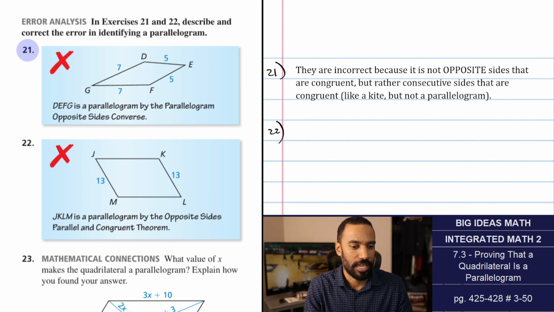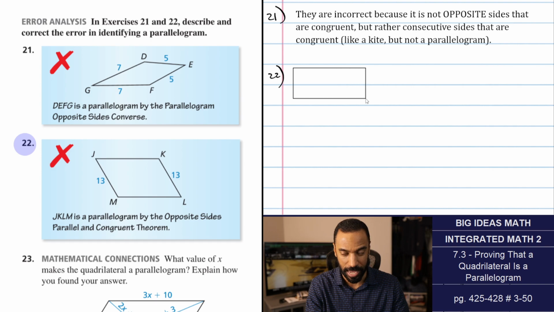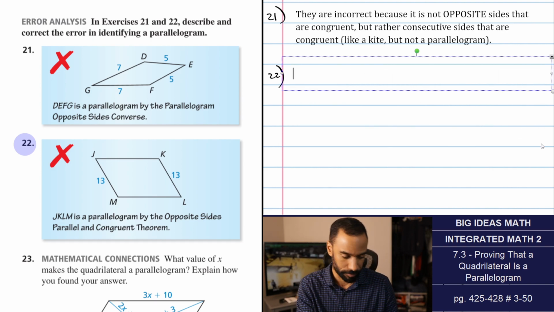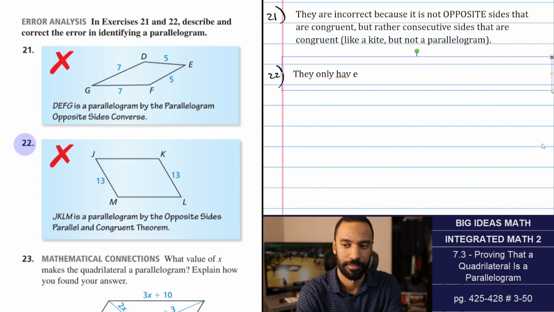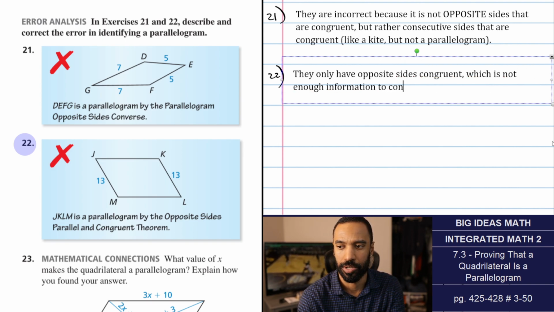All right, number 22. I got a 13 and 13. This is parallelogram by the opposite sides parallel congruent theorem. Well, I only see opposite sides congruent. I don't see any parallel. Those 13s are well on their way to say it could be a parallelogram. There's no must be in sight here. They only have opposite sides congruent, which is not enough information to conclude that it is a parallelogram.